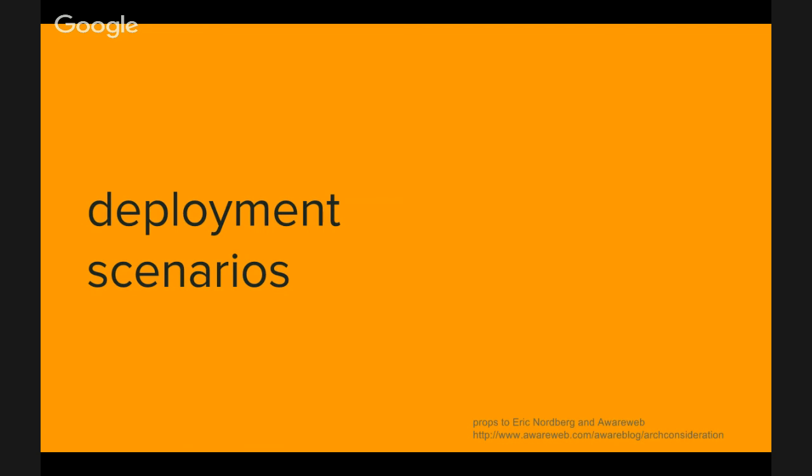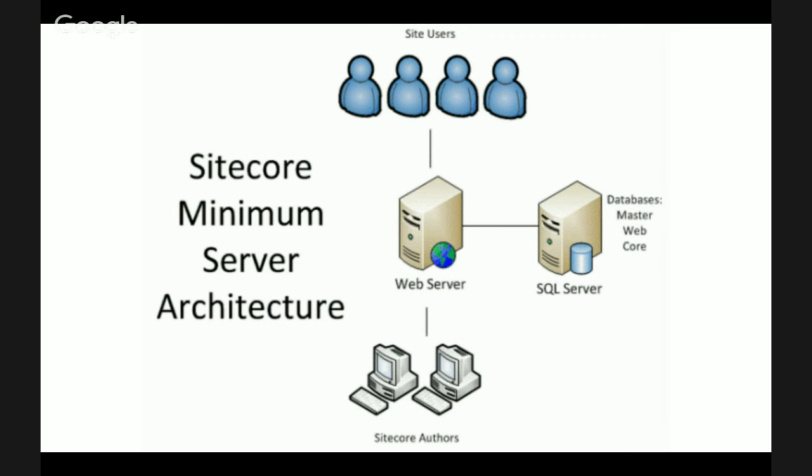And finally, let's look at now where our code is going to live. I gave some props to AwareWeb. These diagrams are from them. But the minimum Sitecore architecture is you have a web server and SQL server. All your databases live in SQL server. You have authors that are authoring against that, and you have site visitors that come and browse your website.